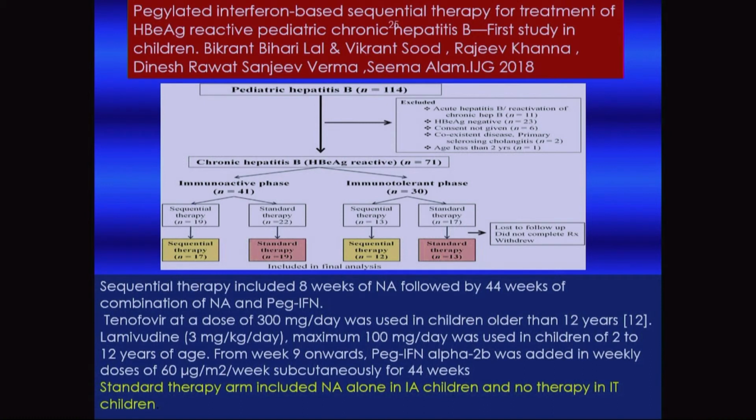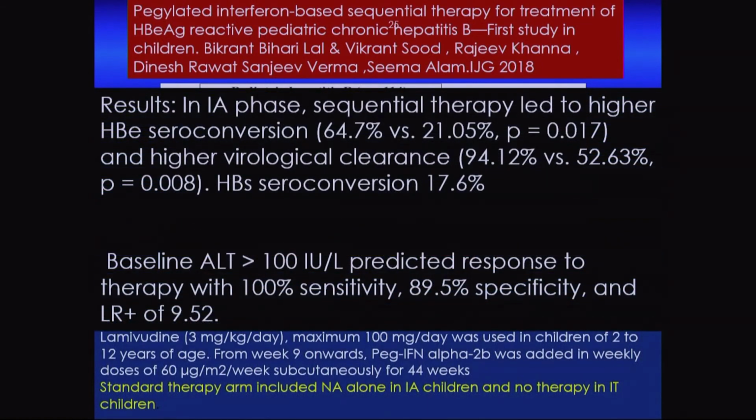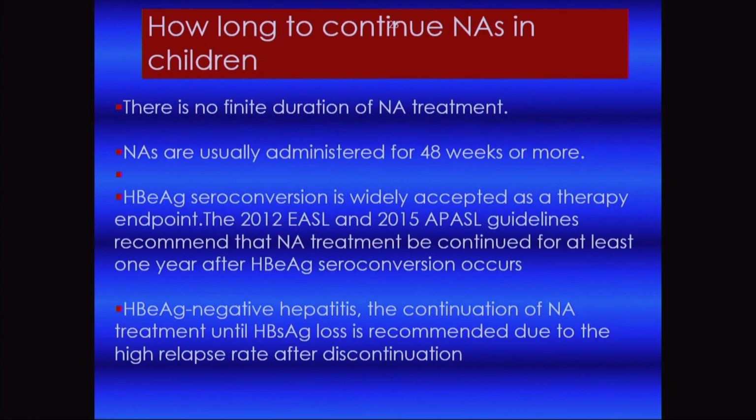This is one of the things, because we are telling you monotherapy with antivirals, the result is only around 25%. This is a very good study by Seema and her group, where they showed that sequential therapy gave higher seroconversions than monotherapy, and a baseline ALT of more than 100 is very, very important in the management of the immune active phase.